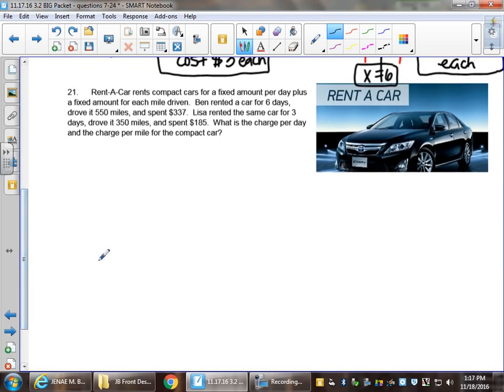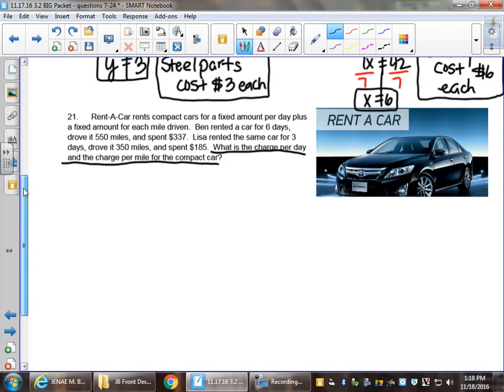Number 21, Rent-A-Car rents compact cars for a fixed amount per day plus a fixed amount for each mile driven. Ben rented a car for 6 days, drove it 550 miles, and spent $337. Lisa rented the same car for 3 days, drove it 350 miles, and spent $185. What is the charge per day and the charge per mile for the compact car? This would fall under a what is the cost of each item question starter.